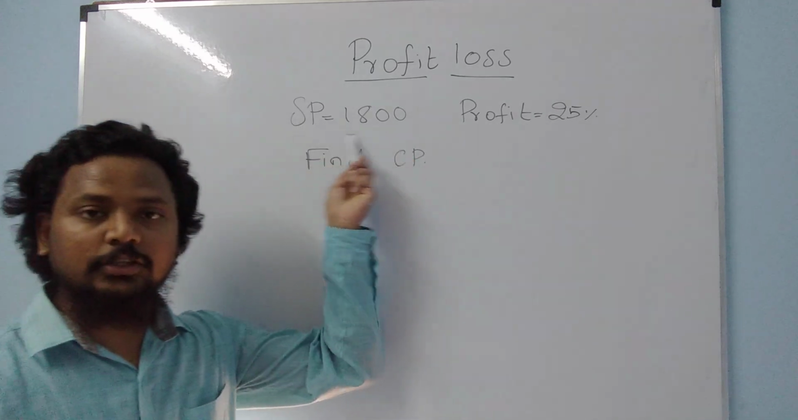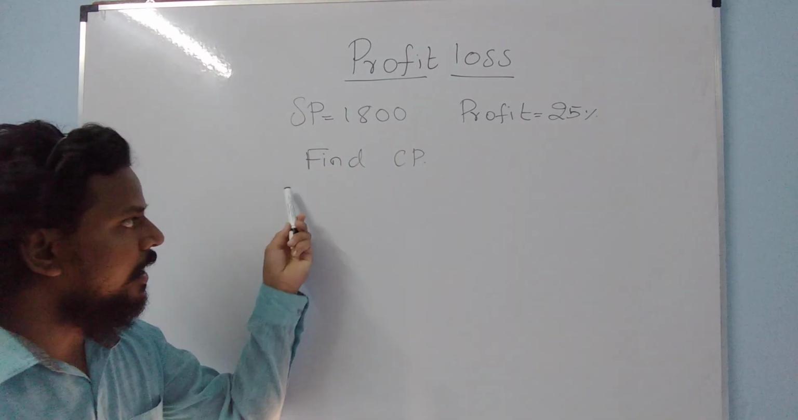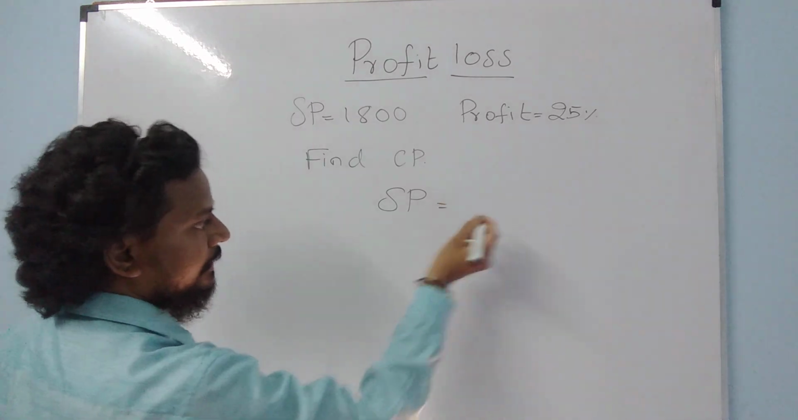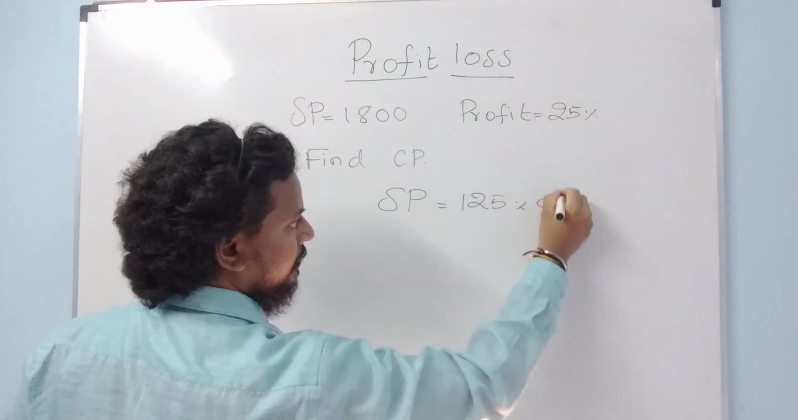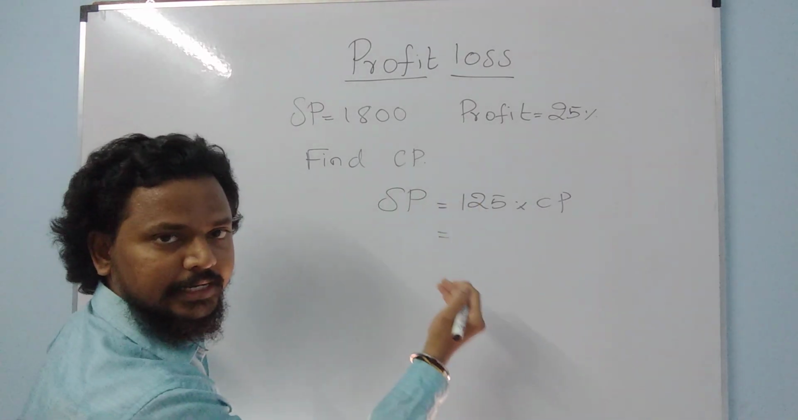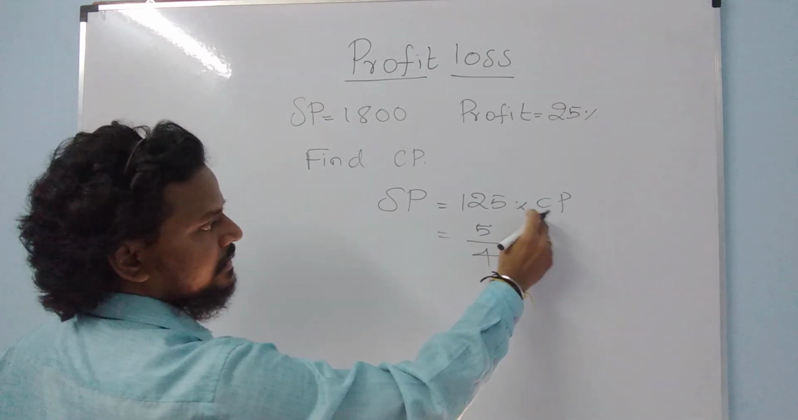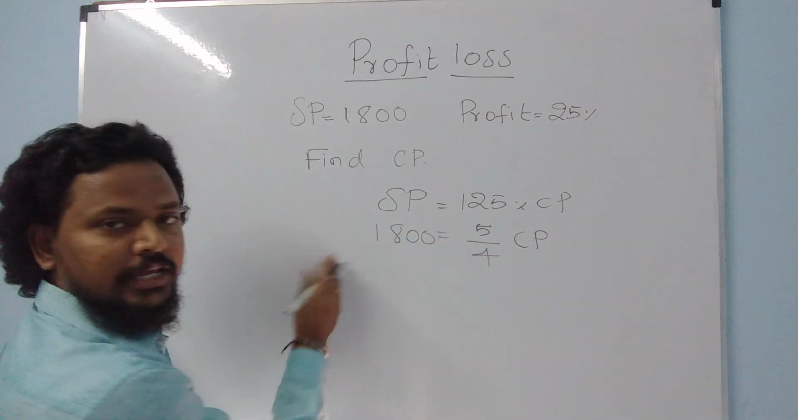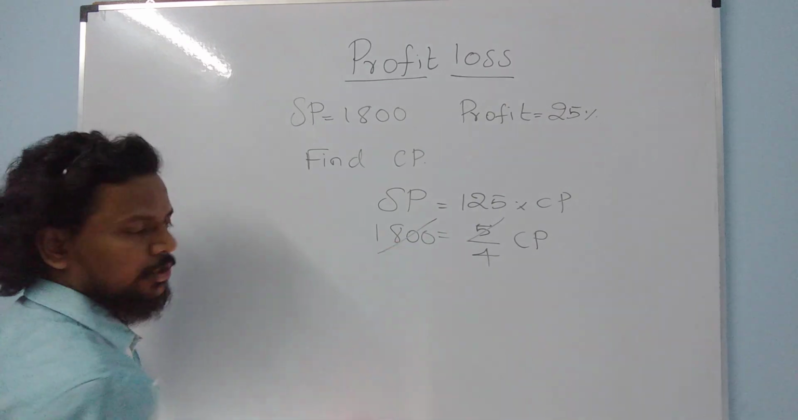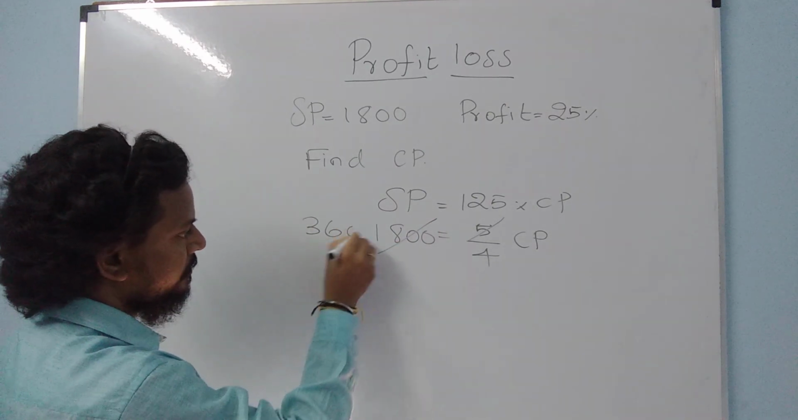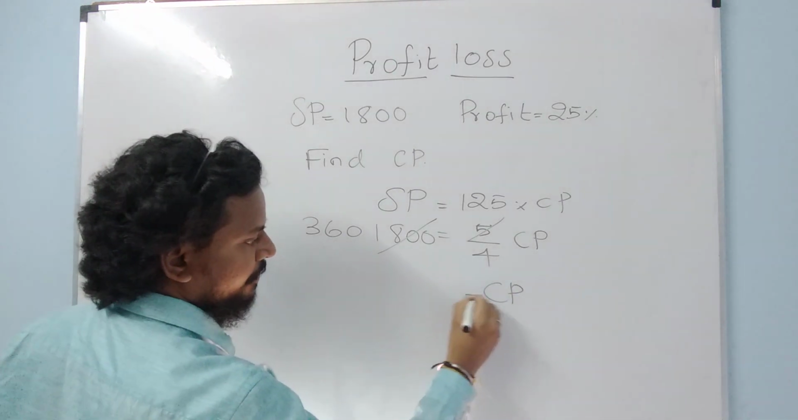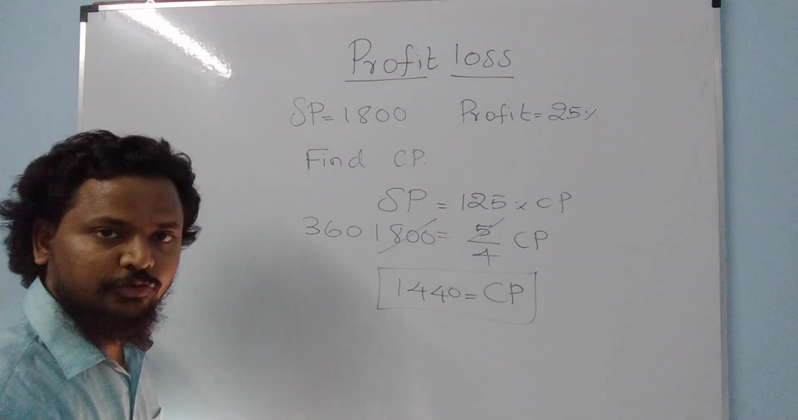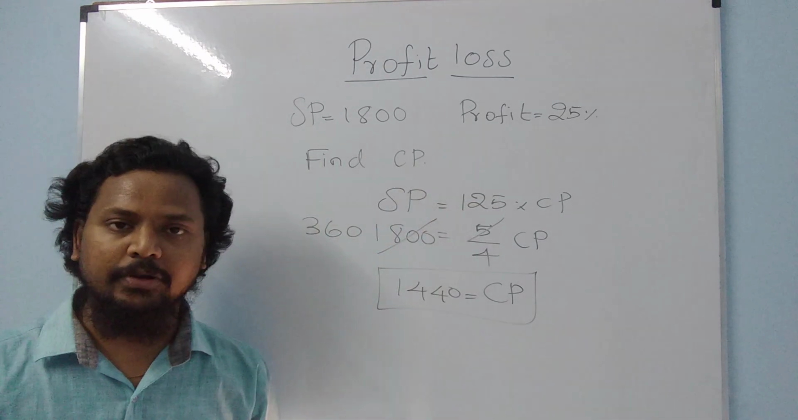Let's see the next one. Suppose the selling price is given as 1800 and profit is given as 25%, how can we find the cost price? Simple. Again the same relation. Here also it is given that it is a profit. So the selling price is 125% of CP. What is 125%? 125 by 100, which is 5 upon 4. Here CP is not known to us, so just write CP, whereas SP is given to us as 1800. Just solve the equation. 5 and 1800 cancel to give 360. But again, we have to multiply this by 4. 4 into 360 is again 1440. So we get the cost price as 1440 for this problem, where SP and profit percent are given.